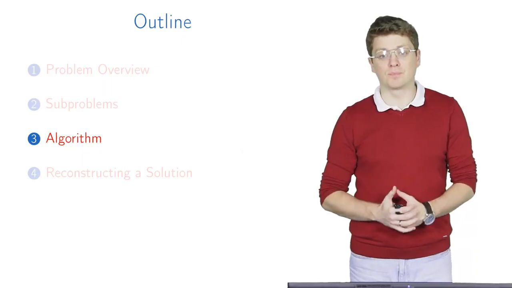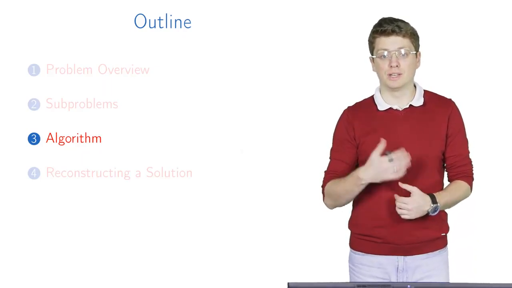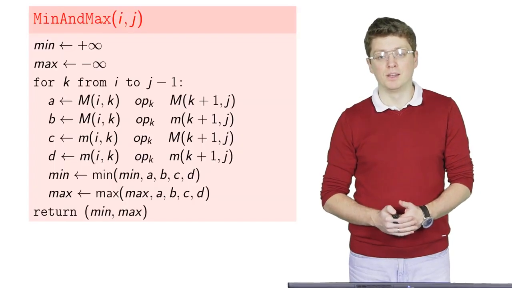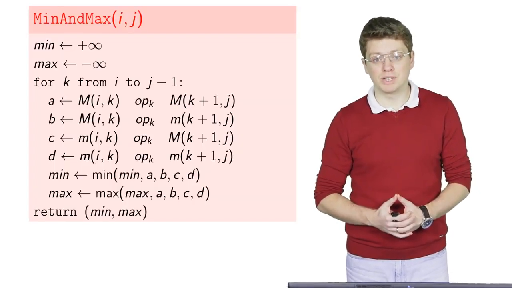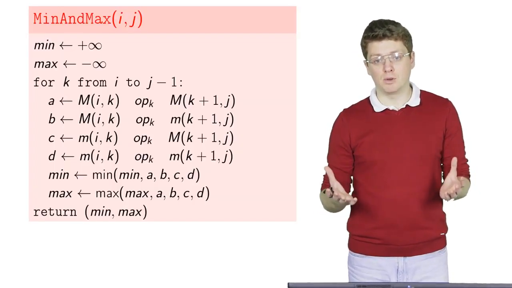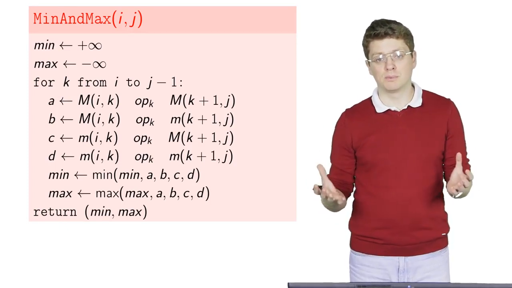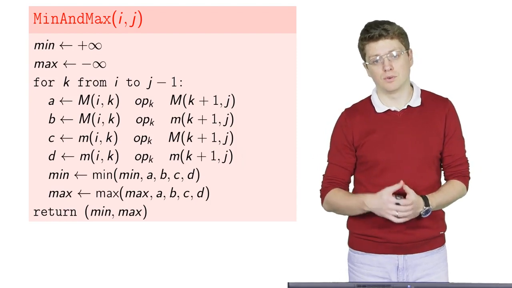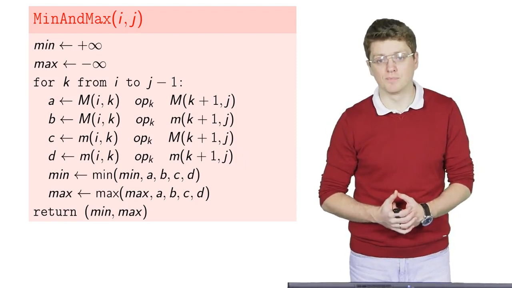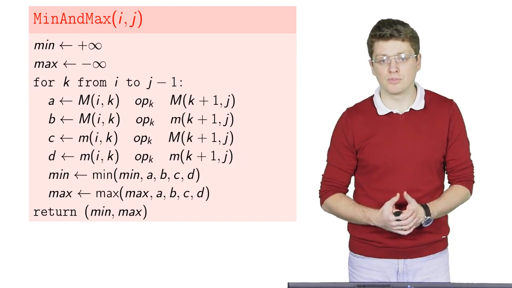We now convert our recurrence relation into a dynamic programming algorithm. We start by implementing a procedure which computes the minimum and the maximum value of the sub-expression ij through optimal values for smaller sub-expressions. So the procedure is called min and max of ij.